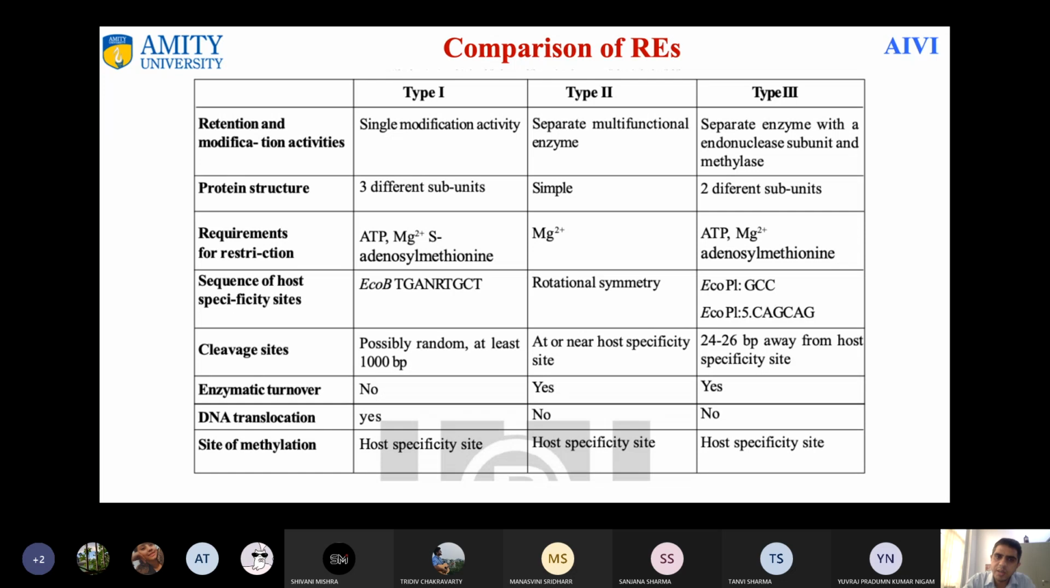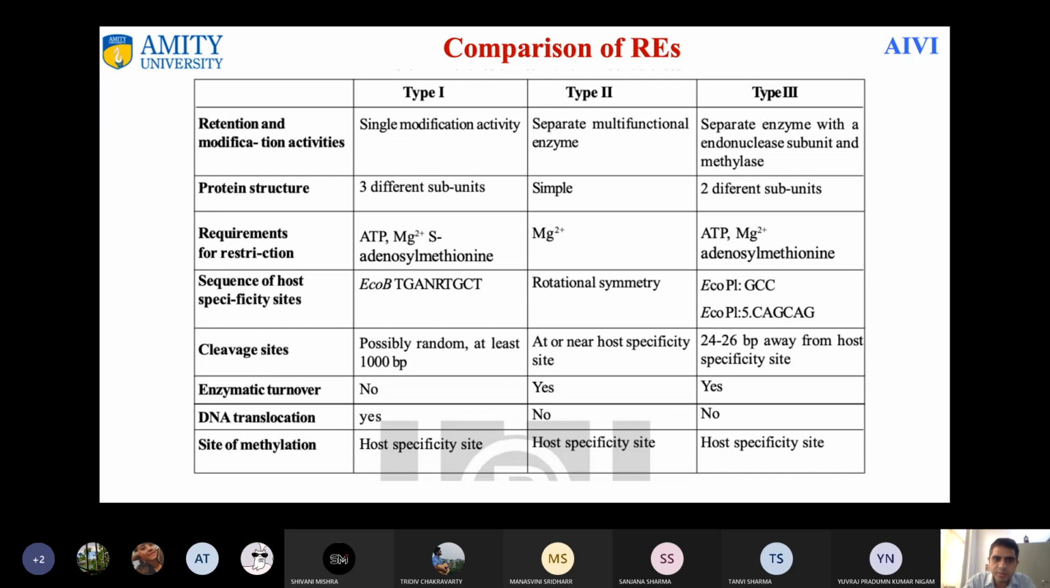Protein structure: type 1 has 3 different subunits. Type 2 has only one simple enzyme, so no subunits are there. Type 3 is going to have 2 different subunits. Requirement: type 1 is going to need ATP, it needs magnesium ion, it needs SAM, whereas type 3 needs ATP and magnesium, and SAM you don't need. Type 2 just needs magnesium ion, it neither needs ATP nor SAM. Okay.